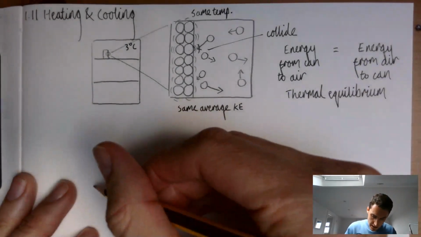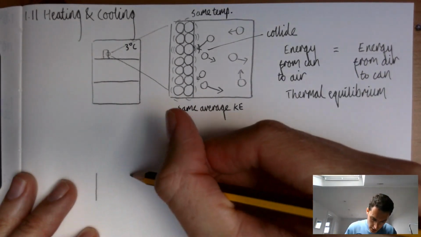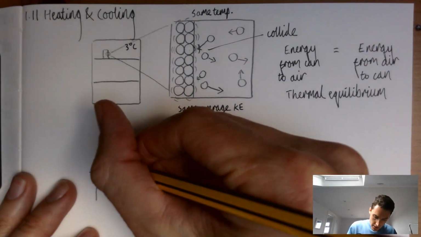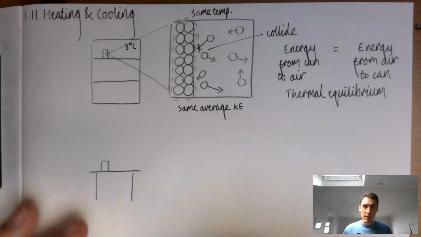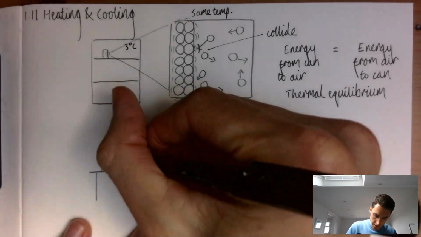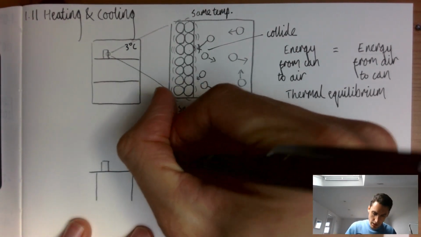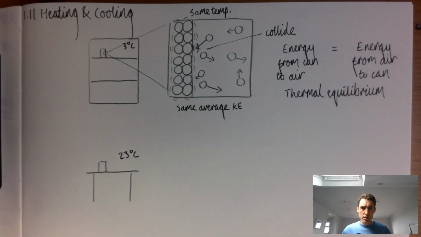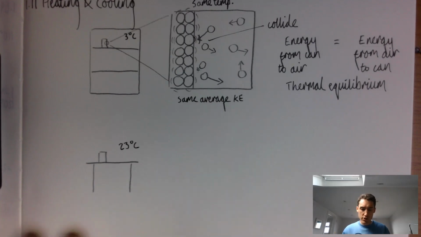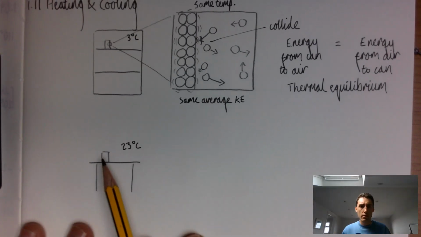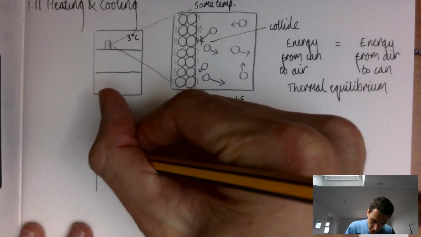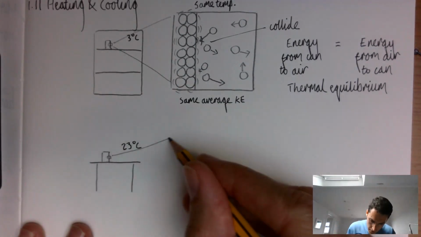Now what I'm going to do next is draw a table like this, and now I'm going to tell students that I've taken my can of Coke out from the fridge and I've put it onto the table just out in the kitchen, which is at room temperature. So I'm going to say this is 23 degrees C, quite a warm room. So what I want students to understand now is, how is the process different at this temperature compared to inside the fridge at the lower temperature? What I'm going to do, I'm going to zoom in again like this.